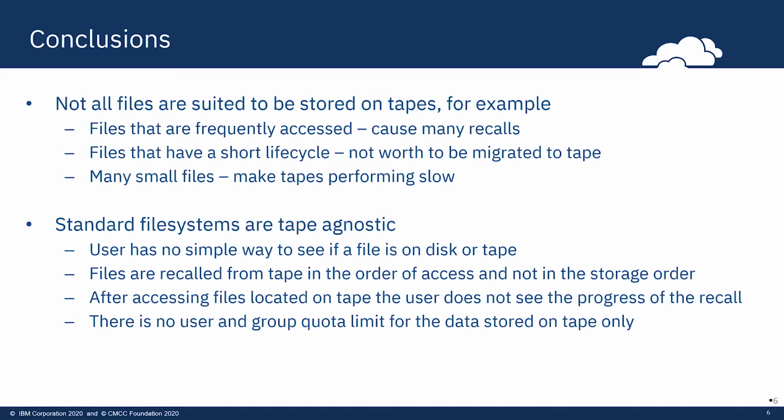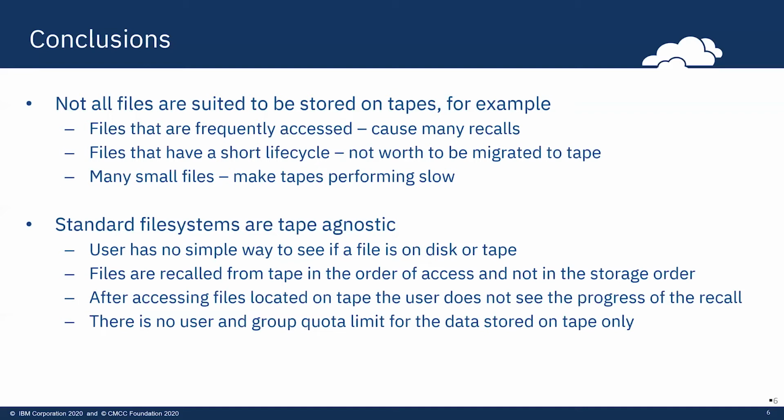Another observation is that standard file systems like POSIX, NFS, SMB, and the like are tape agnostic. Users have no simple way to see if a file is on disk or on tape to start with, right? So they access the file and then they see nothing happens, right? The file doesn't come back. Okay, so what are they going to do, right?